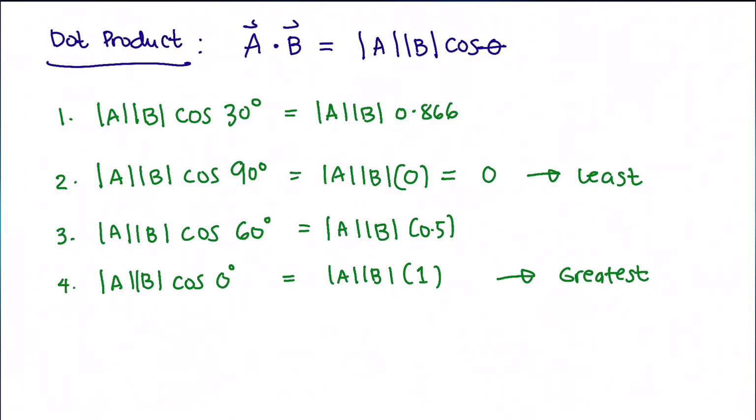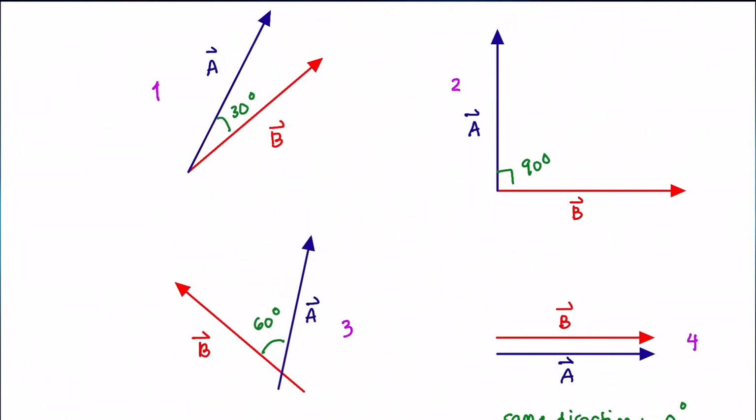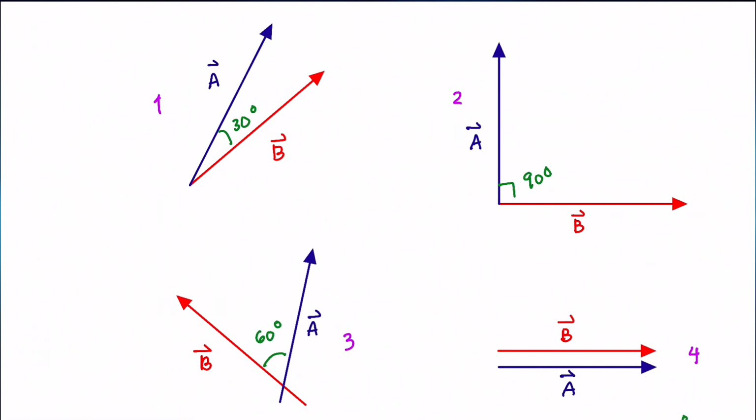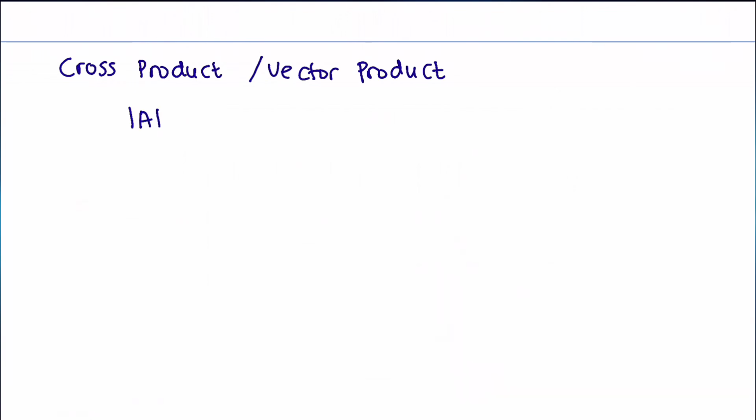On the other hand, if we are interested to determine which of these cases will give us the highest magnitude of the cross product, then we will apply the formula for the cross product. So recall that for cross product or vector product, the magnitude of the product can be obtained by the following equation. We have A, the magnitude of vector A, multiplied by the magnitude of vector B, sine of the angle between the two vectors.